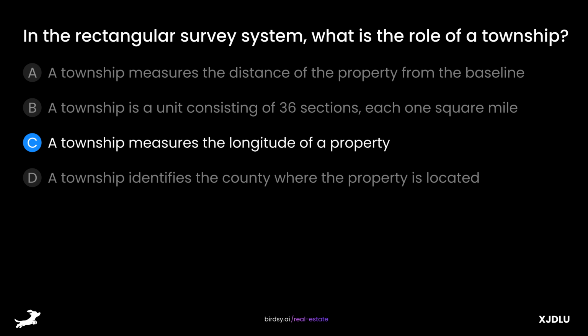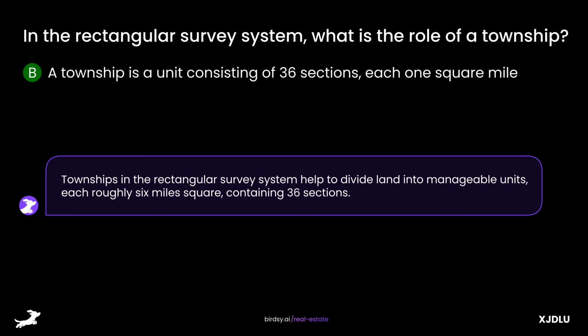C, a township measures the longitude of a property? Or D, a township identifies the county where the property is located? The answer is B, a township is a unit consisting of 36 sections, each 1 square mile. Townships in the rectangular survey system help to divide land into manageable units, each roughly 6 miles square, containing 36 sections.